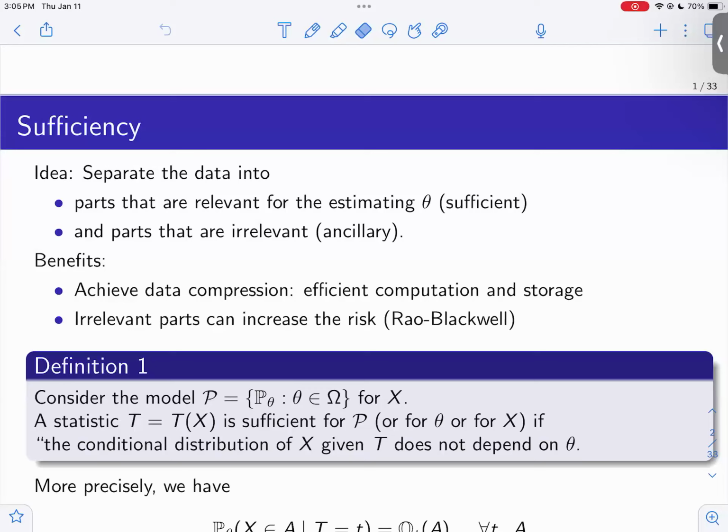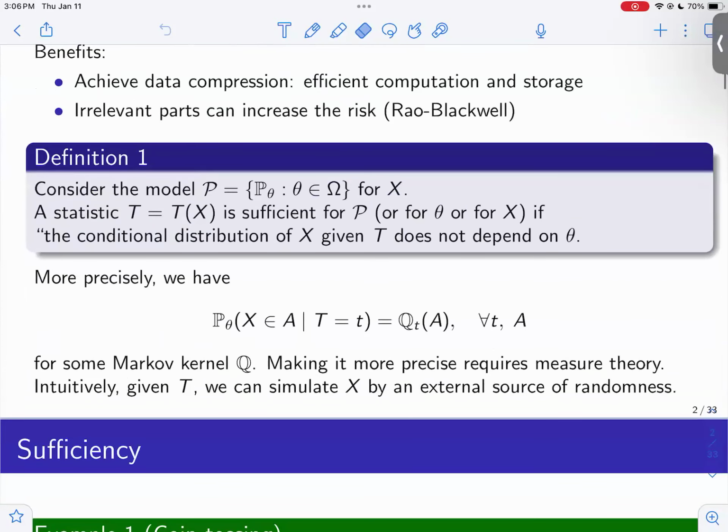There are clear advantages to this. If I can throw away data, then I can compress my data. Maybe I want to communicate or store it. In the past, these things were very expensive. You want to communicate a data set, and there was no internet or something like that. So maybe one bit of information, if I can give you that's all the information you need, I'm just going to give you that. Then the irrelevant parts can also increase the risk. If you keep them and build your estimator out of them, they can have statistical influence in a negative way. So you really want to get them out, and that's really interesting. An interesting result called Rao-Blackwell. Here. So let's see what sufficiency is. So I have this model.